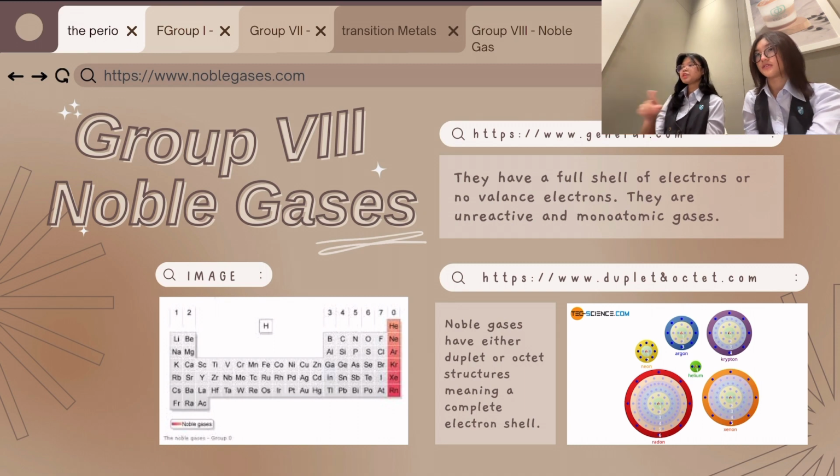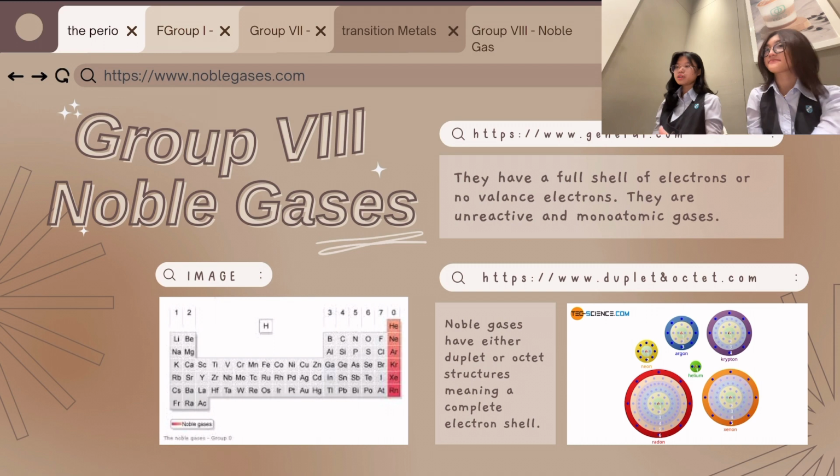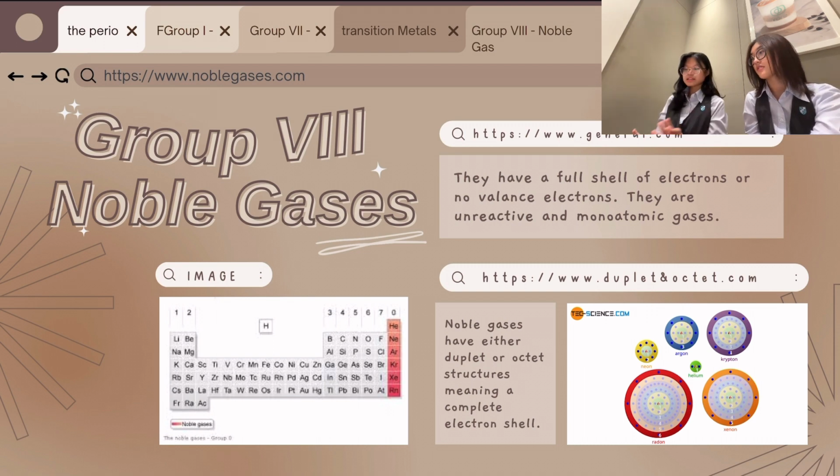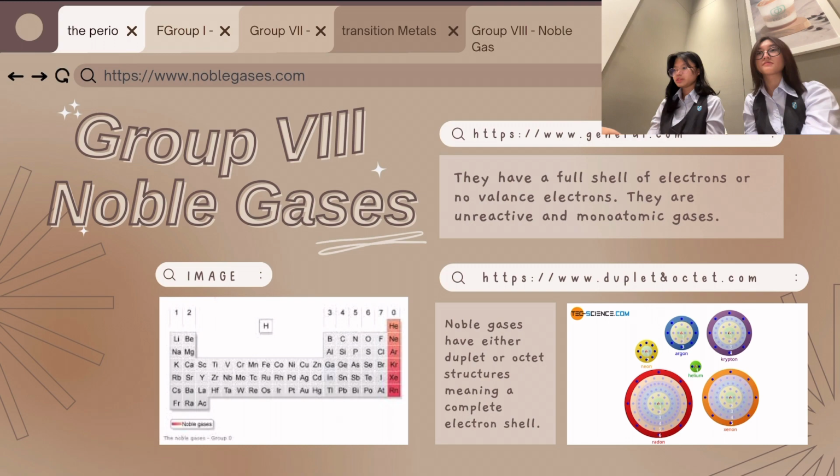So again, noble gases have either duplet or octet structures, meaning a complete shell of electrons. Everything has an octet structure except for helium because it only has 2 electrons, but that is still a complete shell because the maximum capacity of the first electron shell is only 2 electrons. And you can see in the image here, the noble gases are at the end of the periodic table, very far right on the side.